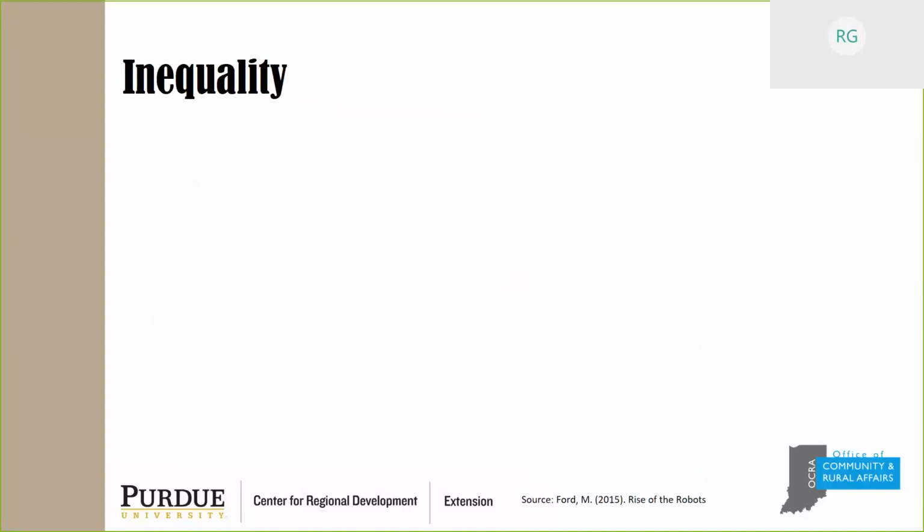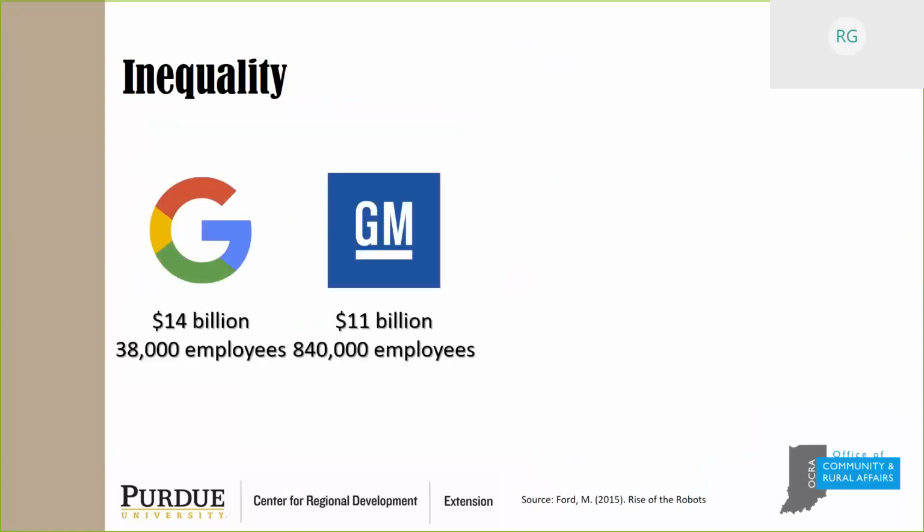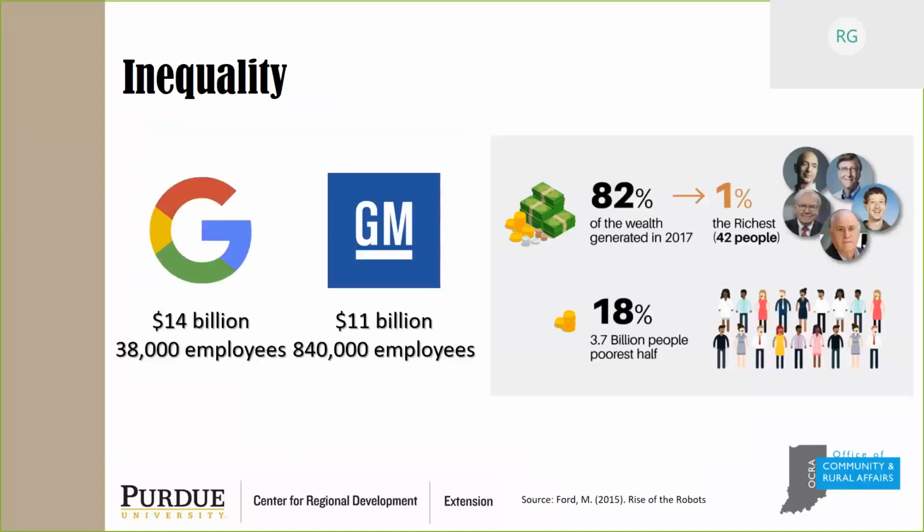It's accelerating. Another example is Google, in 2014, with 38,000 employees, produced $14 billion in revenue. Okay? In the heyday of 1979, General Motors produced $11 billion with 840,000 employees. This really supports that graph that I showed you about manufacturing, how we're needing less and less workers to do that. So this is generating a huge inequality issue, that's already being felt now. So be mindful of this when you do your digital inclusion strategies down the road.